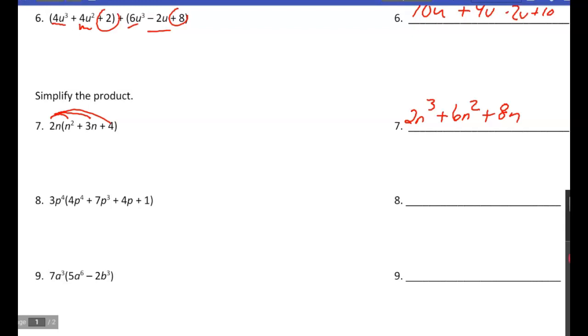So 4 times 3 is 12, p to the 4th times p to the 4th is p to the 8th. Okay, so I took care of that. Then I got here 21p to the 7th. And then I go here 12p to the 5th. And then I go here last 3p to the 4th.